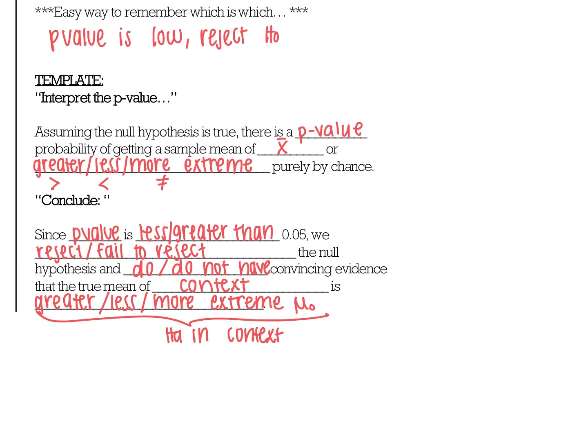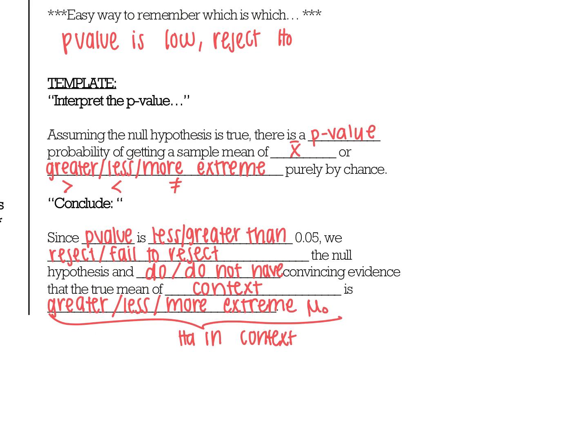So interpret our p-value. Assuming the null hypothesis is true, there is a p-value, generally 5%, probability of getting the sample mean, x bar, or greater, less, more extreme, purely by chance.